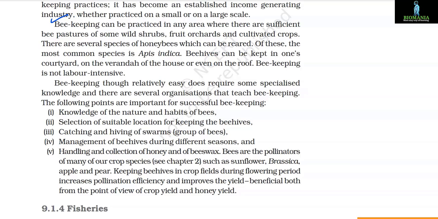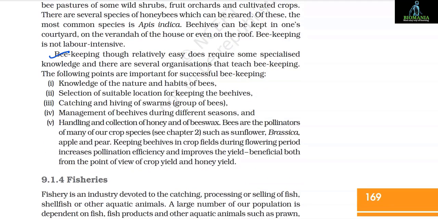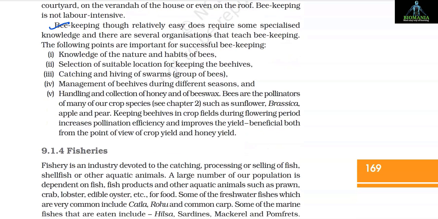Beekeeping is not labor-intensive. Though relatively easy, it does require some specialized knowledge, and there are several organizations that teach beekeeping. The following points are important for successful beekeeping. Number 1. Knowledge of the nature and habits of bees. Number 2. Selection of suitable location for keeping the beehives. Number 3. Catching and hiving of swarms, that is, groups of bees. Number 4. Management of beehives during different seasons. And number 5. Handling and collection of honey and of beeswax.